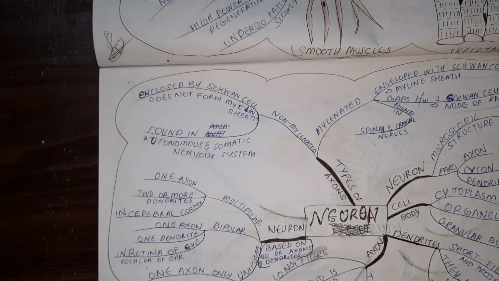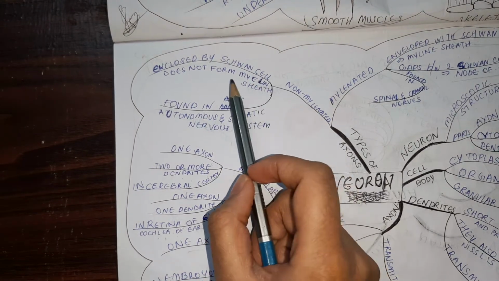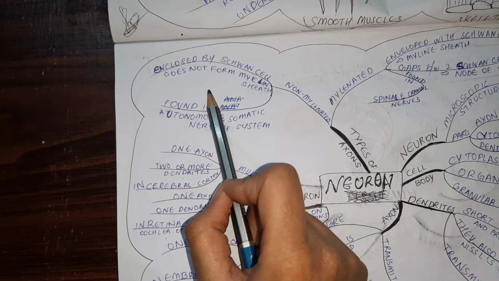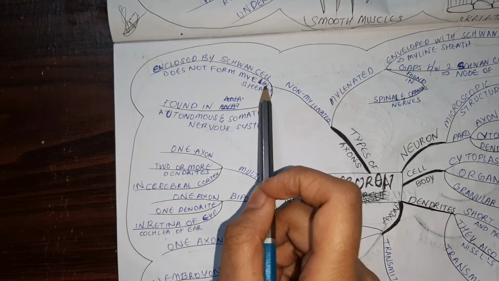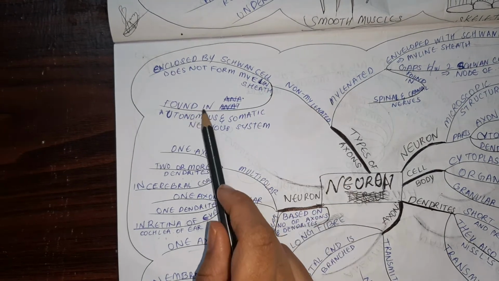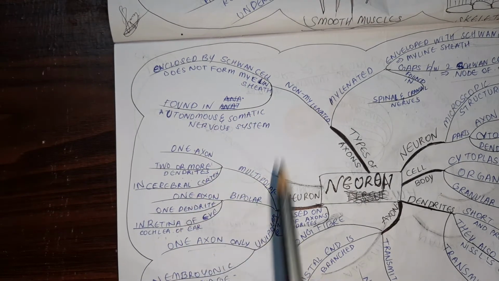Now, what about non-myelinated axons? They are enclosed by Schwann cells. Schwann cells are present compulsorily, but they do not form the myelin sheath. These kinds of non-myelinated axons are found in the autonomic and somatic nervous system.